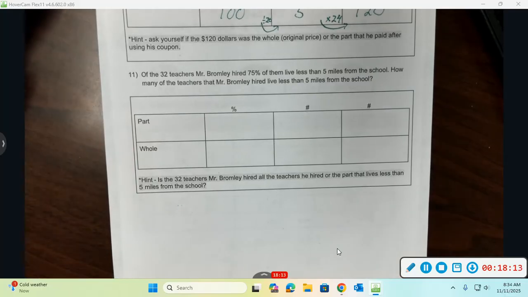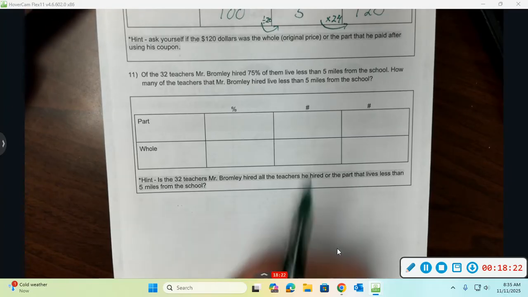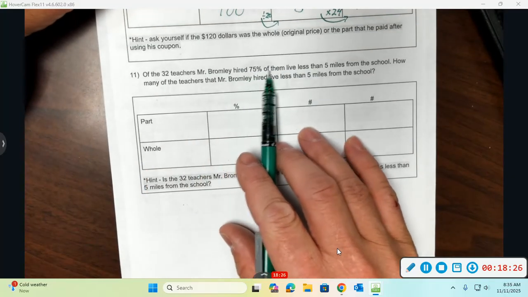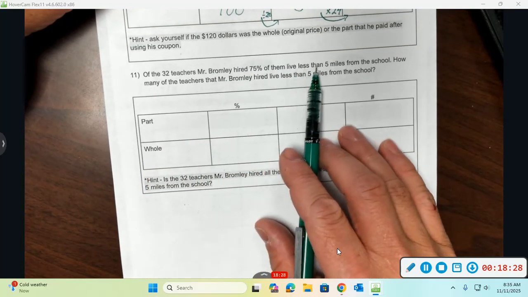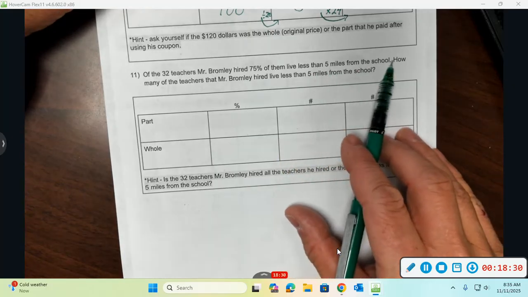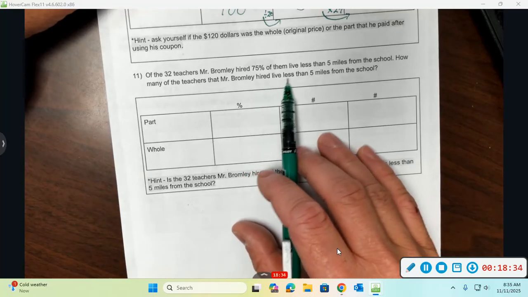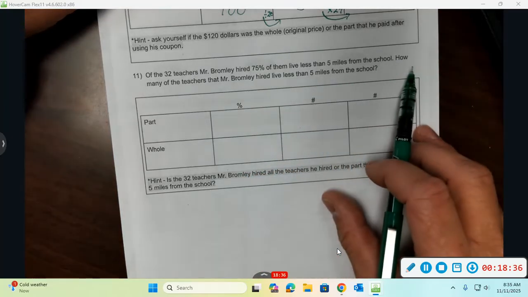All right, number 11. It says, of the 32 teachers Mr. Brumley hired, 75% of them live less than 5 miles from the school. How many teachers that Mr. Brumley hired live less than 5 miles from the school?